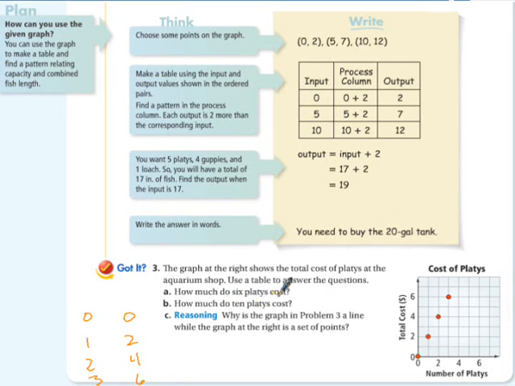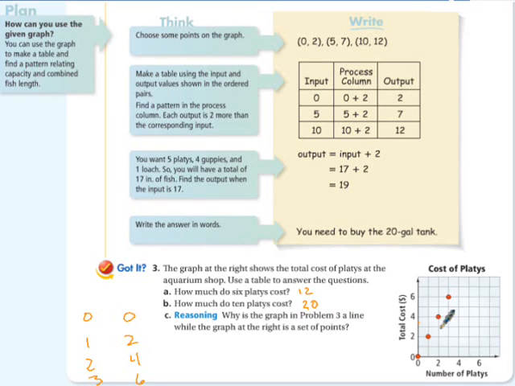How much do 6 cost? Well, 6 are going to cost 12. How much do 10 cost? Well, 10 are going to cost 20. Why is the graph in problem 3 a line? Well, the graph at the right is a set of points. Let's kind of understand what's happening here.